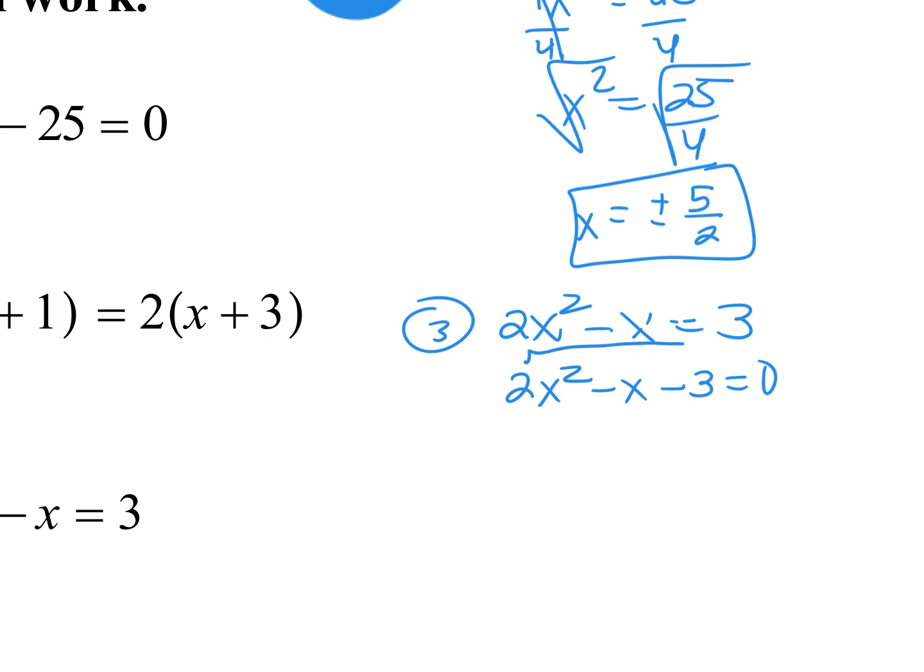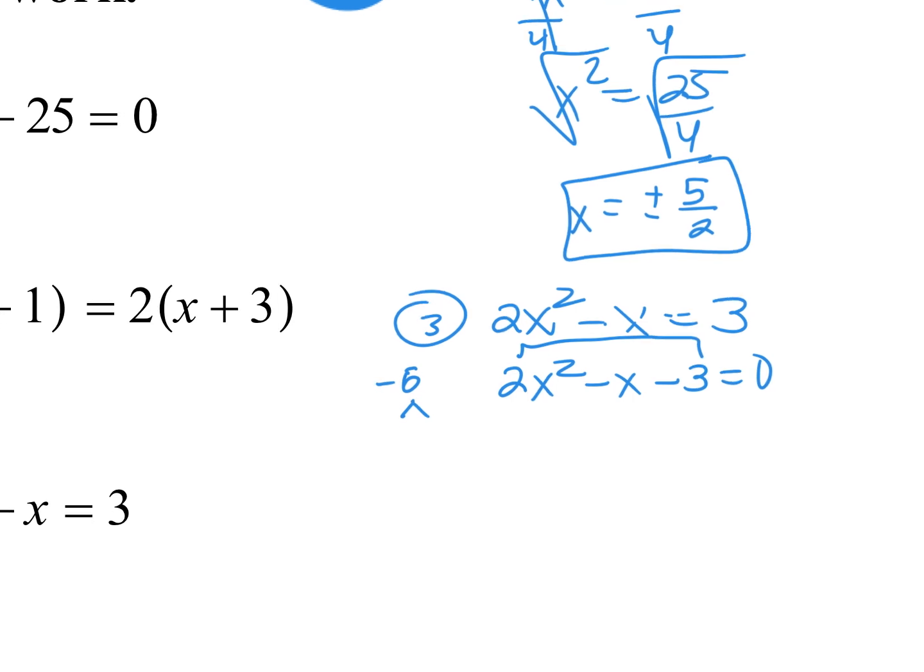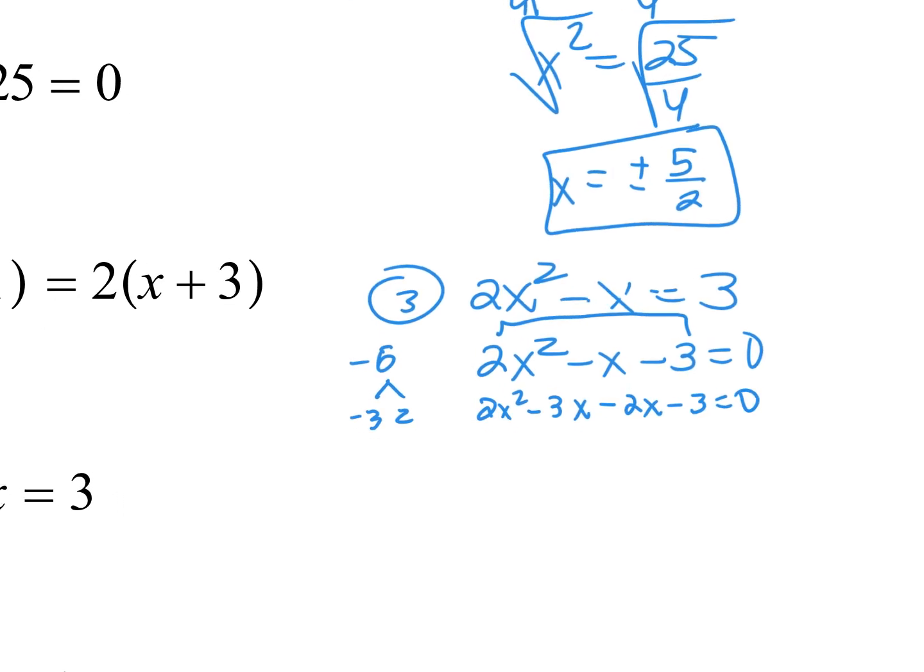So my factors I'm looking for are of negative 6. What are the factors of negative 6 that multiply to give me negative 6 and add to give me a negative 1? Well, that would be negative 3 and 2. So we're going to say 2x squared minus 3x plus 2x minus 3 equals 0. This is the grouping way.